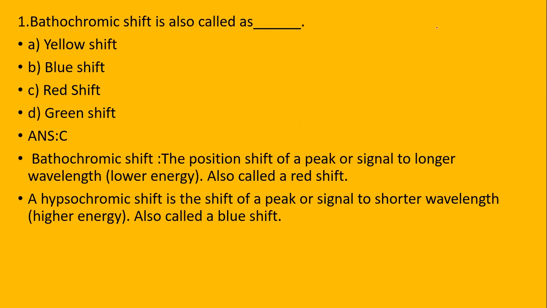Bathochromic shift is the position shift of a peak or signal to longer wavelength. Longer wavelength is bathochromic, known as red shift. Hypsochromic is to the shorter wavelength, and it is known as blue shift. Never forget, bathochromic shift, longer wavelength, red shift. Hypsochromic shift is to the shorter wavelength, also known as blue shift. So, hope you clear this question.